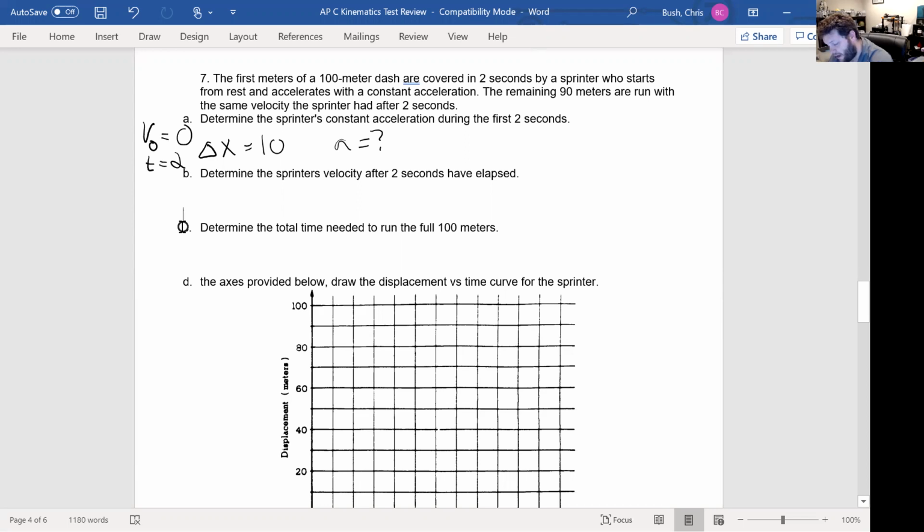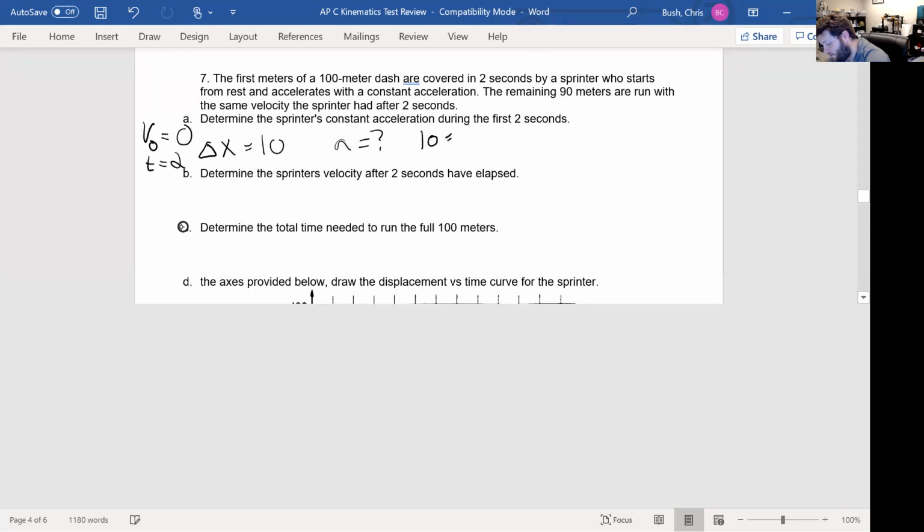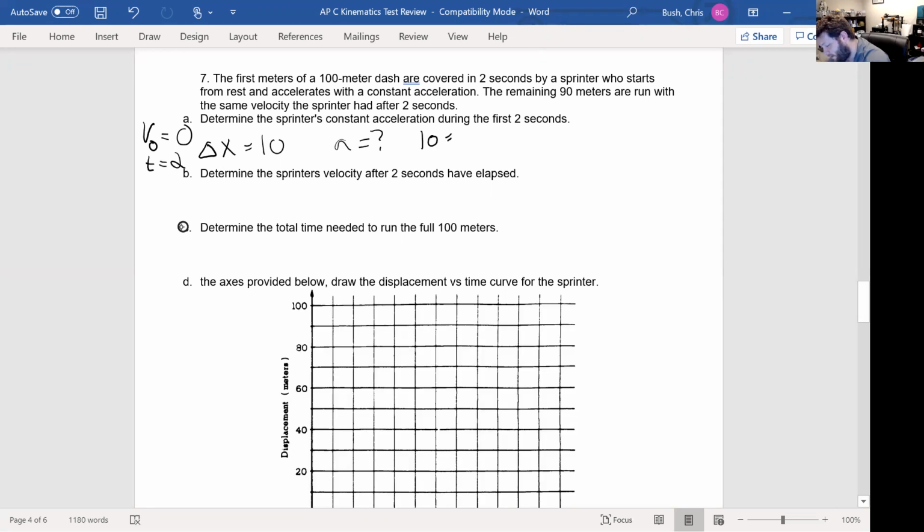What do we got here? So we've got, we don't have the final. So it's going to be delta x equals v naught t plus 1/2 a t squared. So that's 10 equals 2a, a equals 5. So there's part A. Now for part B, oh, hey, it does ask us. So never mind. We're going to find part B.